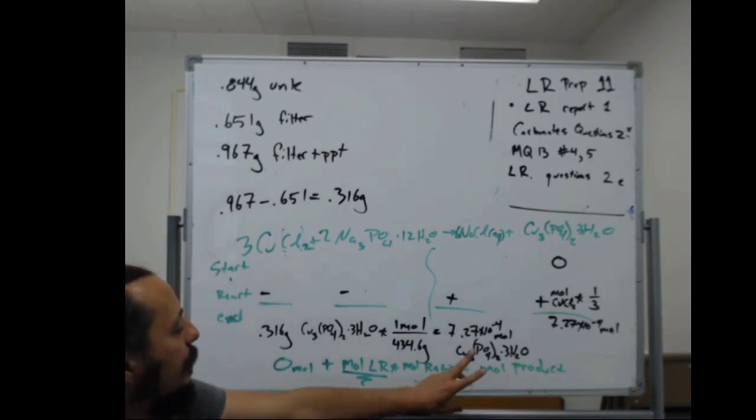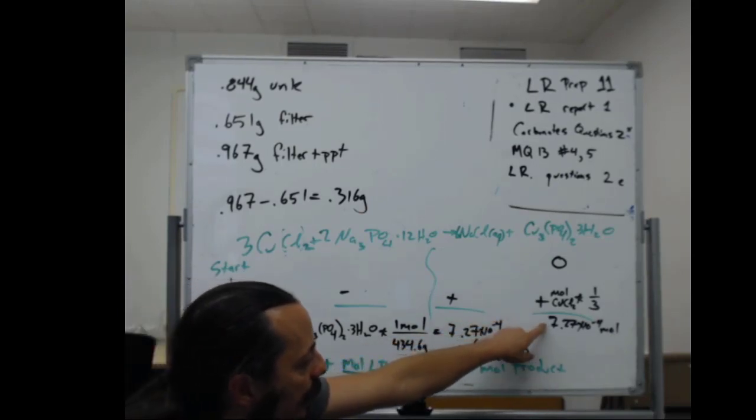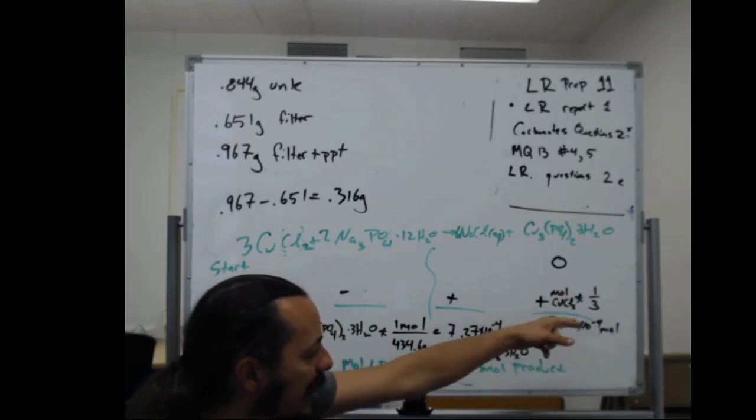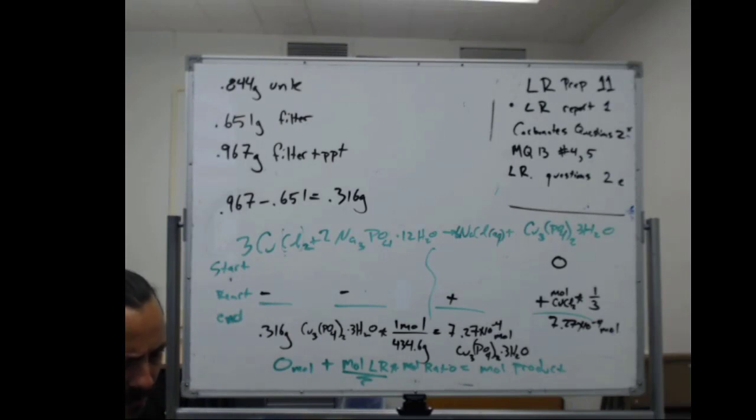So I'm going to do moles of product divided by this mole ratio. So I'm going to do this moles of product times 3 over 1. And that will get me my moles of copper chloride. Does that sound good? So I just divide what we just calculated by 3, or what I calculated. I guess I had the numbers, but I divide the number of moles of copper phosphate hydrate by 3.